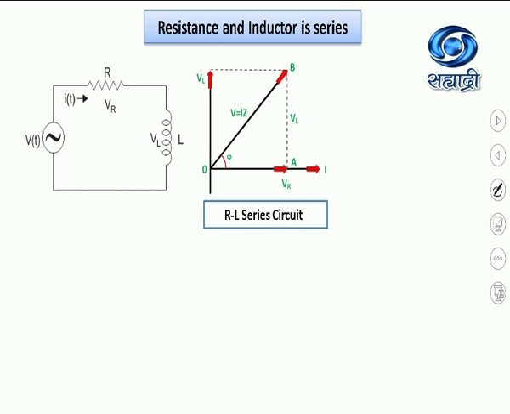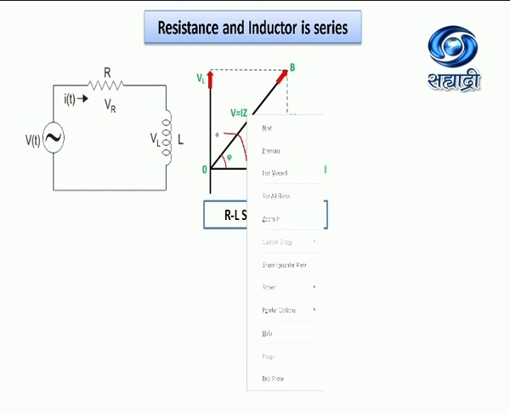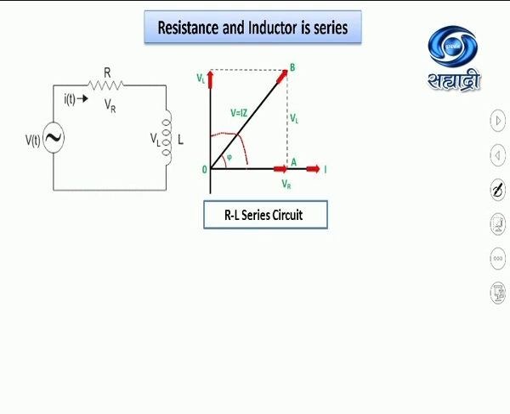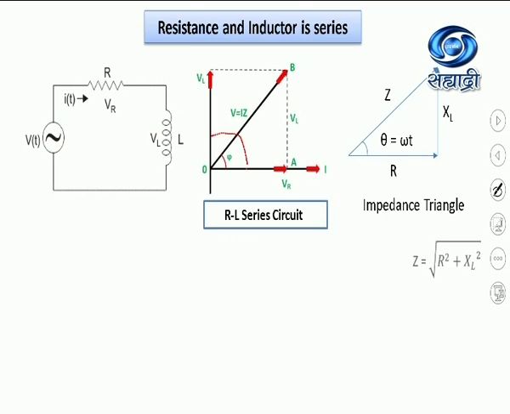Now here the EMF across the resistor is in the same phase with the current, and EMF across the inductor leads in phase by pi by 2 radians, and that's why you get this type of diagram, and the resultant is represented by OB. If we show the impedance triangle, it will be in this manner. The horizontal side will represent R, the resistance, then XL is the opposite side, and the phase is represented by phi or theta, that is equal to omega t, and the hypotenuse represents Z, that is impedance.